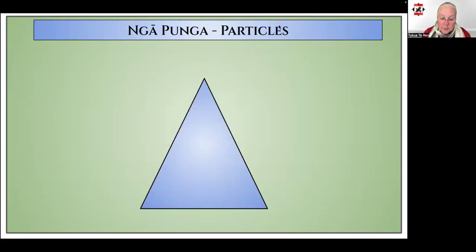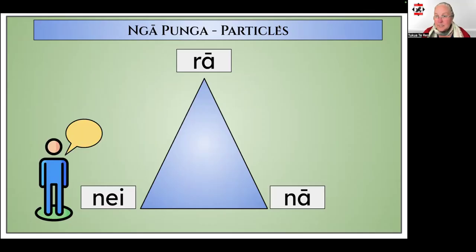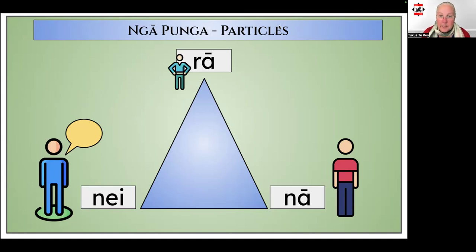I want to start off by talking about these three punga called deictic or locative particles. They're quite an important feature in Te Reo Māori. They are nei, nā and rā. Nei, near me or near the person speaking. Nā, near you, near the person being spoken to. And rā, away from both the speaker and the person being spoken to.